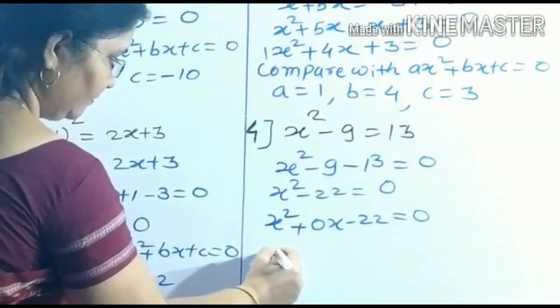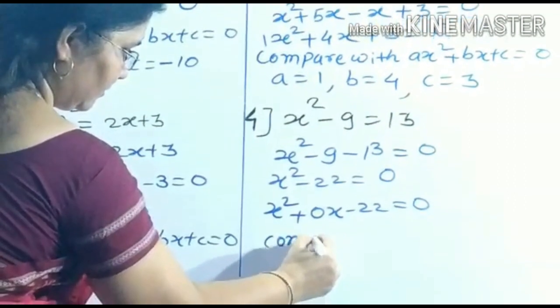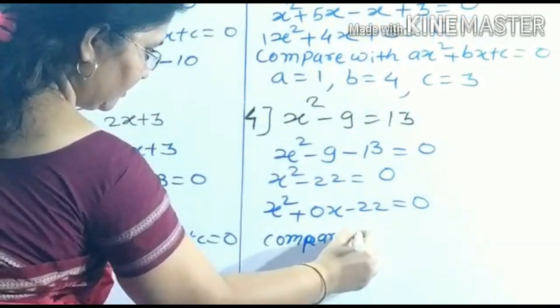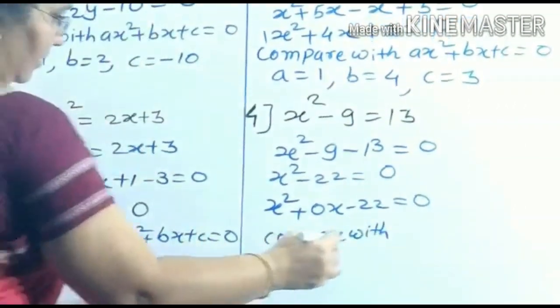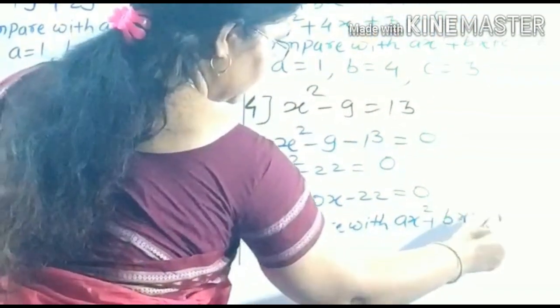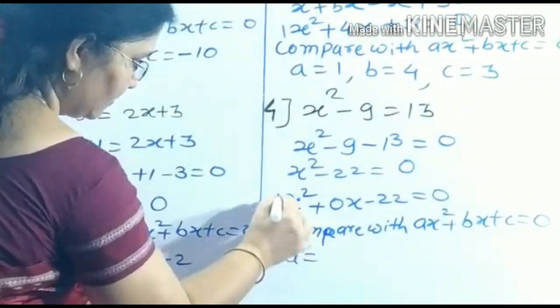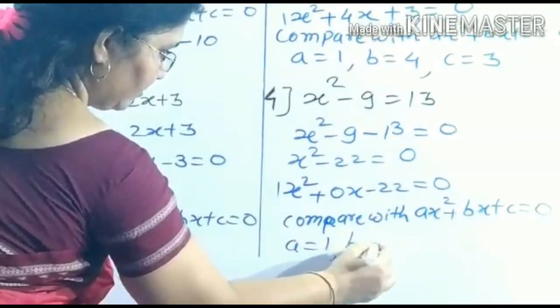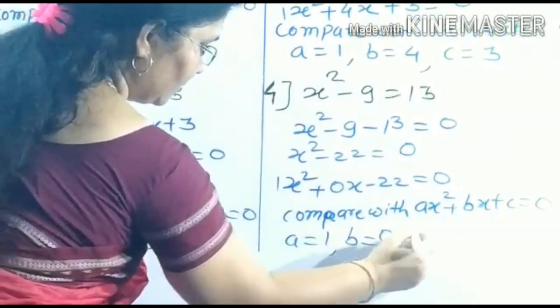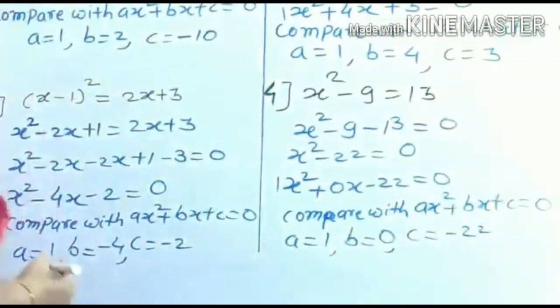So compare with ax square plus bx plus c is equal to 0. What is the value of a? a is equal to 1, b is equal to 0 and c is equal to minus 22.